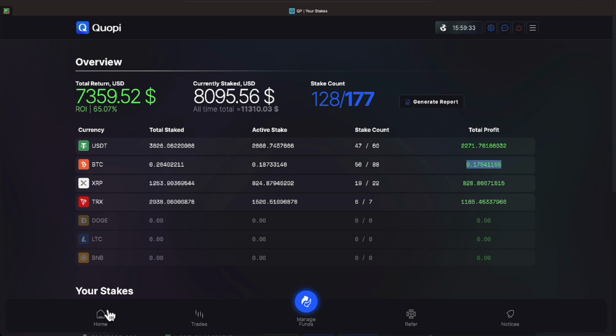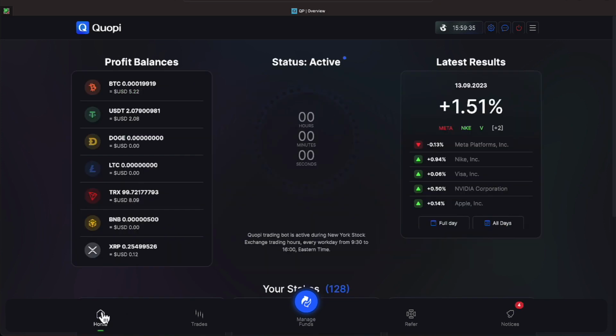It should be a few more minutes before Quopi closes up for today. Looks like we have about 23 seconds. So we'll wait that out, everybody, and come back and report once Quopi closes. Hang tight. Okay, everyone, let's take a quick look, and we can see Quopi's result for today was a 1.51.